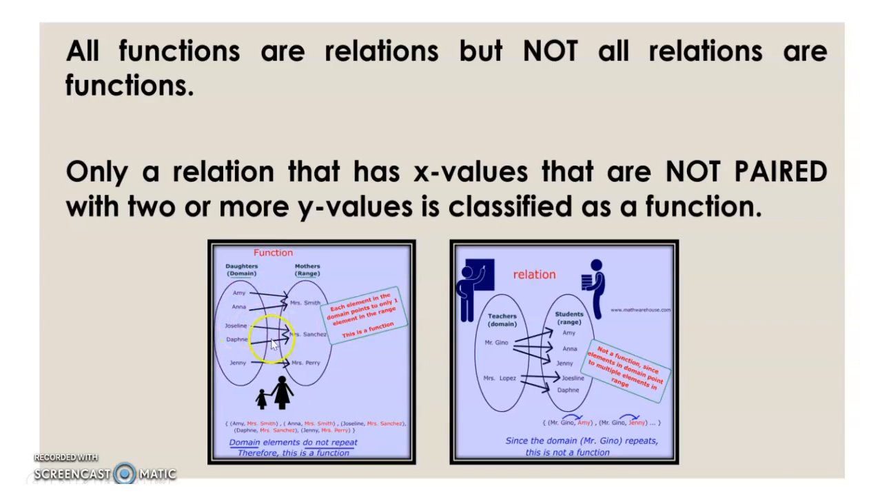element in y. So tig-isang pares lamang mayroon ang bawat x or bawat element sa domain. While the other picture is not a function, it's just a mere relation because the first element in x, that is Mr. Gino, has three pairs. So ang pair niya is Ami, Anna, and Jenny. And also the second element in x or in the domain, that is Mrs. Lopez, has two pairs in y. That is, Mrs. Lopez is paired with Jocelyn and Daphne. So this is just a mere relation, while this one is a function.